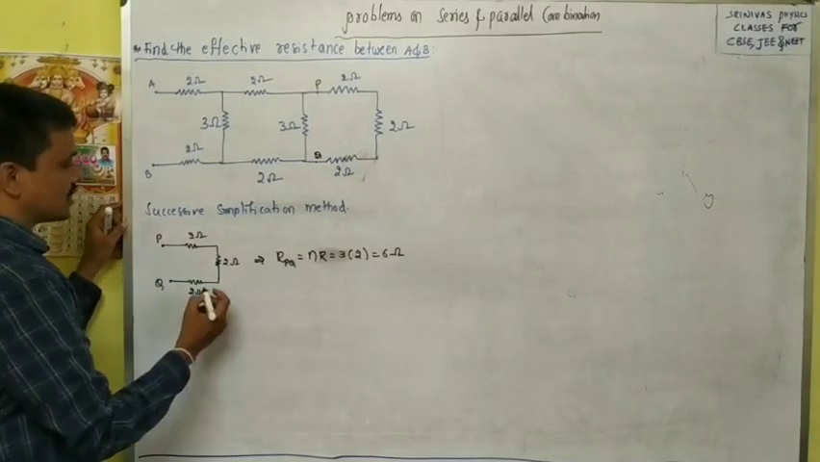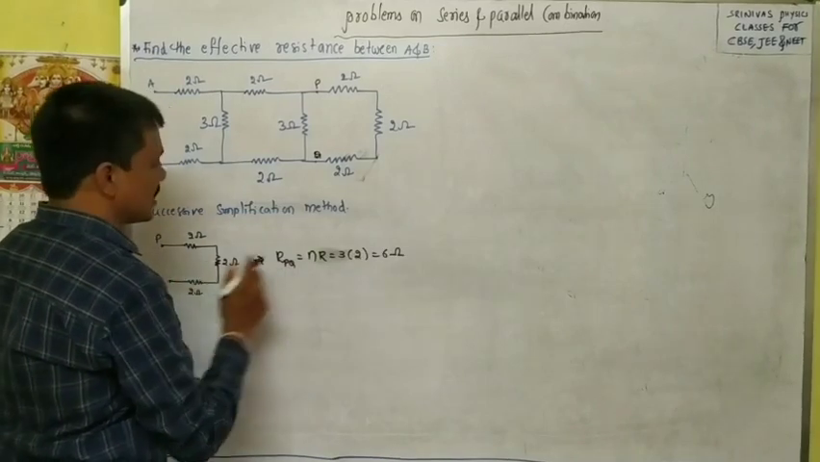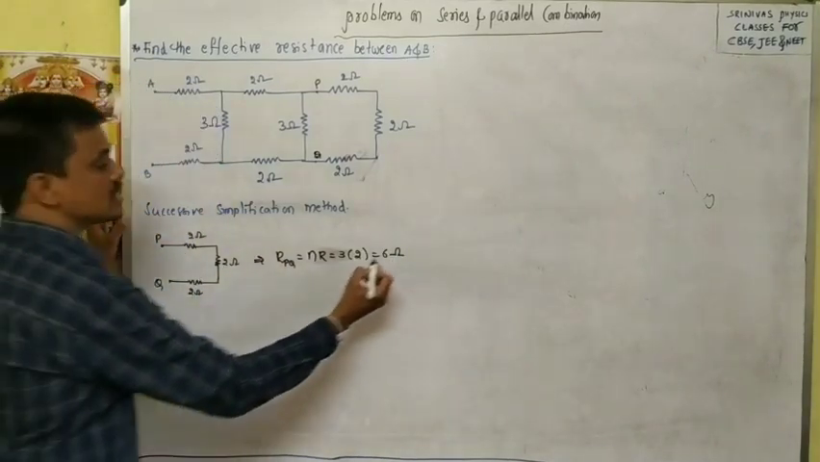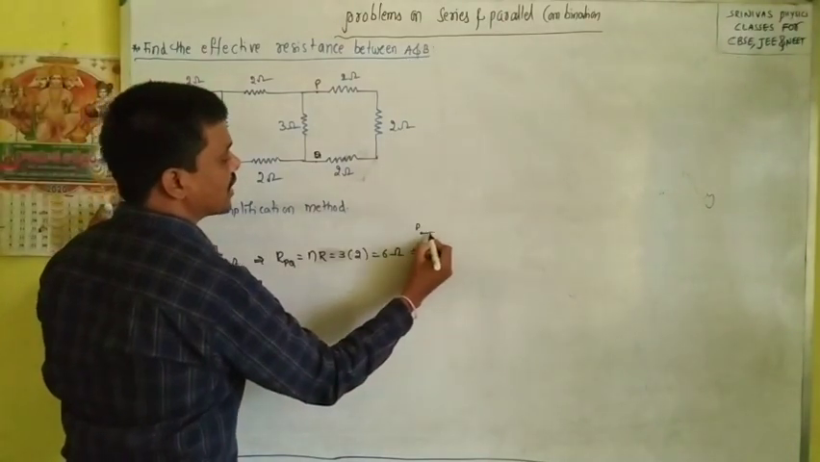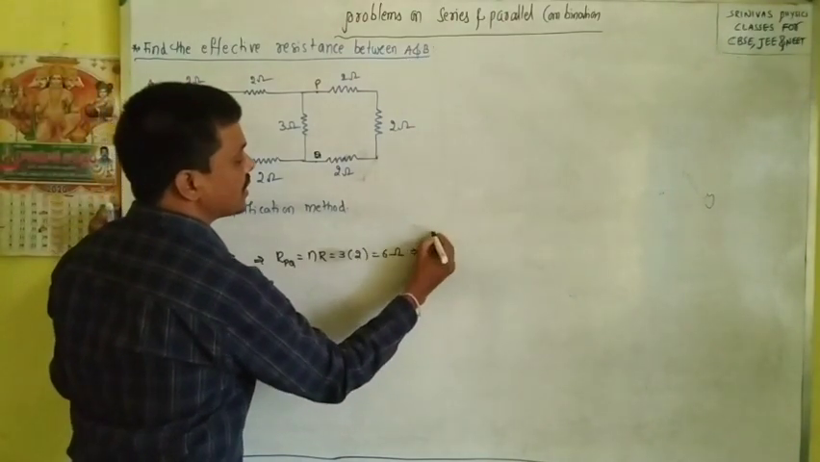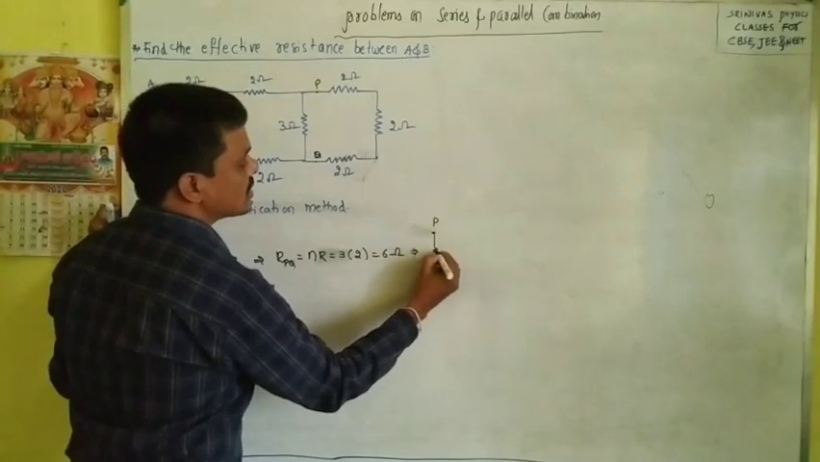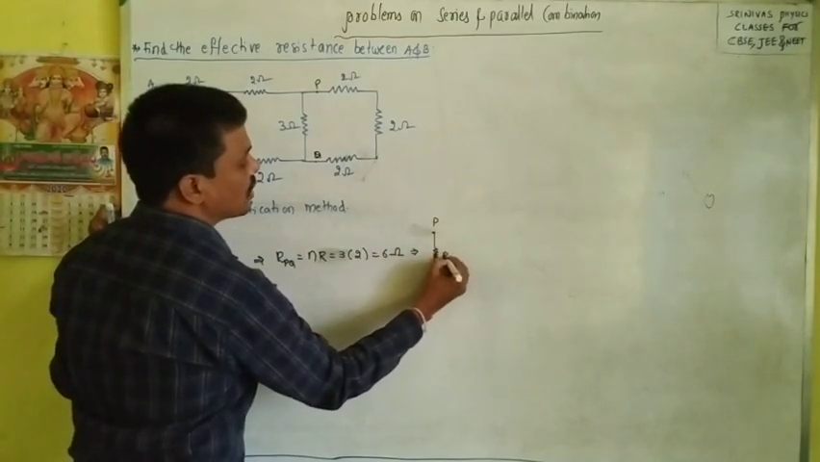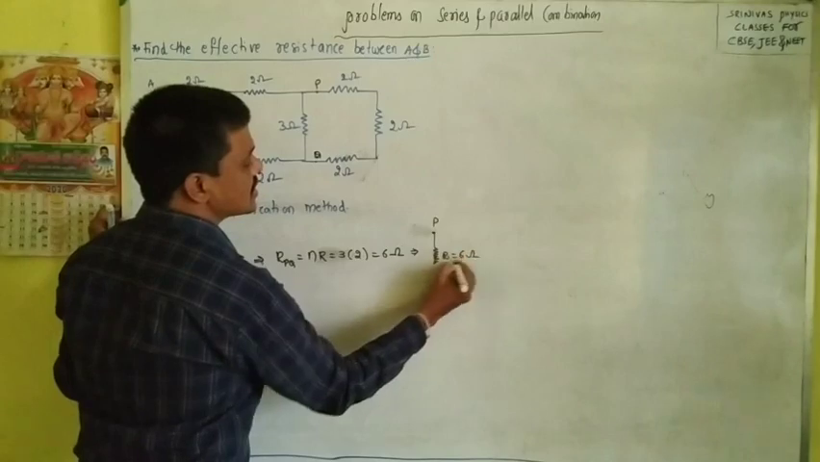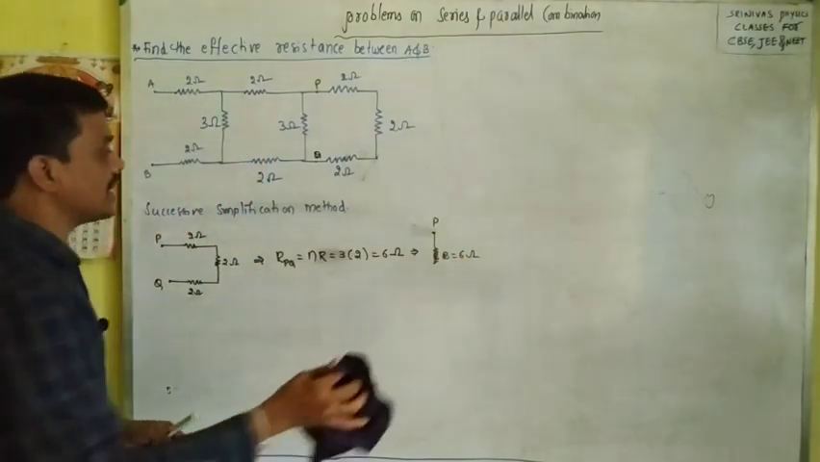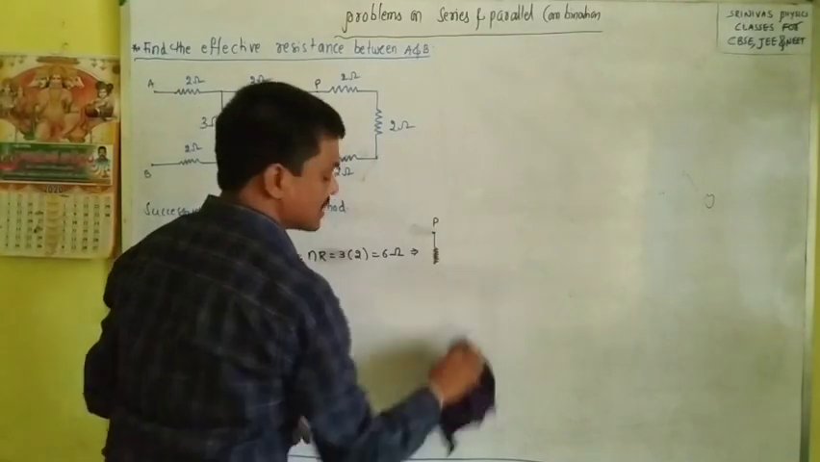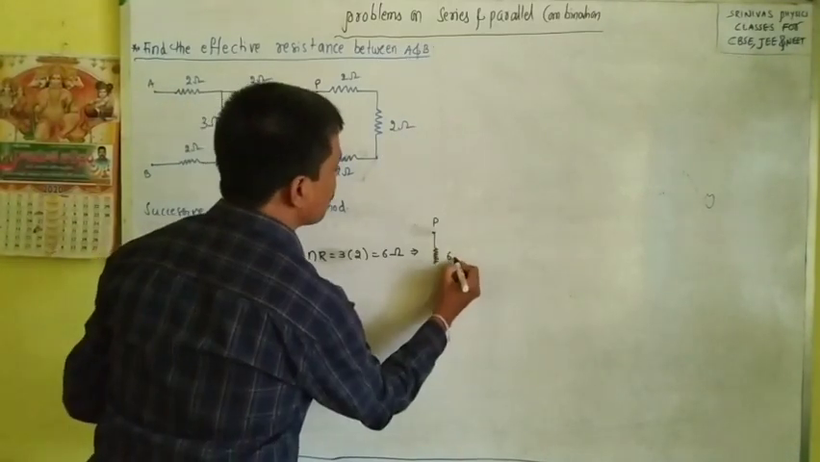And now this is equivalent to 6 ohm. That means we will write the diagram like this, and we got the effective resistance between P and Q. This is P and this is Q. In between P and Q, the effective resistance we got is 6 ohm. Between P and Q, the three resistors combined act as one resistor and its resistance is 6 ohm.